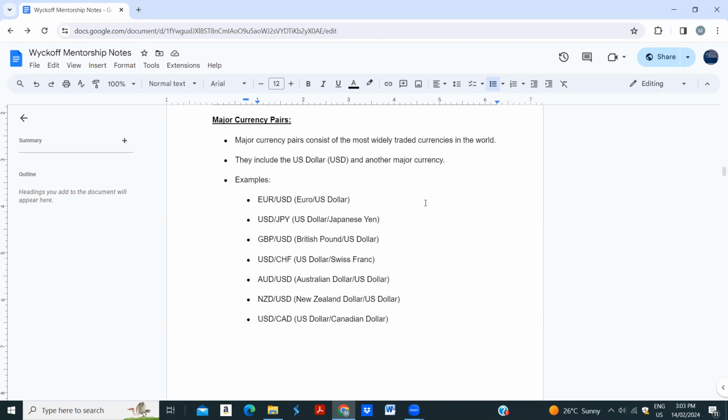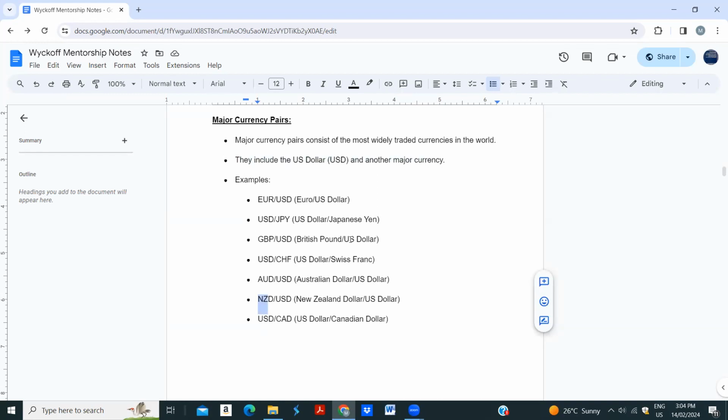Okay, there's a very easy way to understand it. We have almost 8 big economies in the world, and these eight big economies have their currencies. For example, Europe is a very big economy. The US is a very big economy. Japan is a very big economy. Britain, the British pound, is a very big economy. Switzerland is a very big economy. Australia is a very big economy. New Zealand is also a big economy. Canada is also one of the major economies of the world. So these currencies are associated with the major economies of the world.